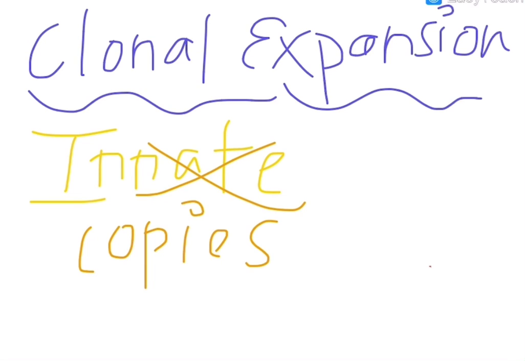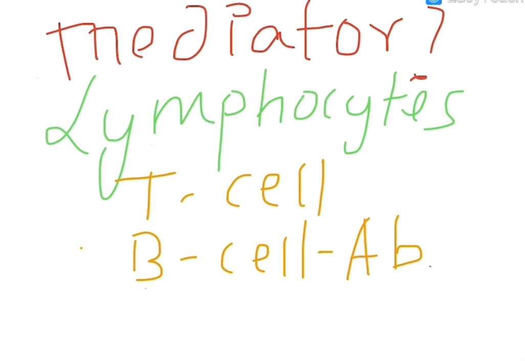In the adaptive response, unlike the innate immunity, which doesn't know the difference between each pathogen, according to it, everything is equal. But the adaptive response makes memory cells and it makes more copies of itself just to target a single type of pathogen. So in simple terms, to combat each type of pathogen, it makes a lot of effort.